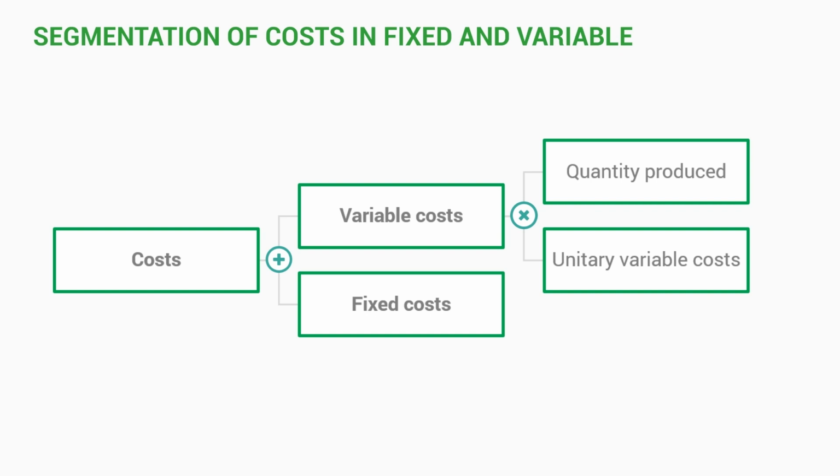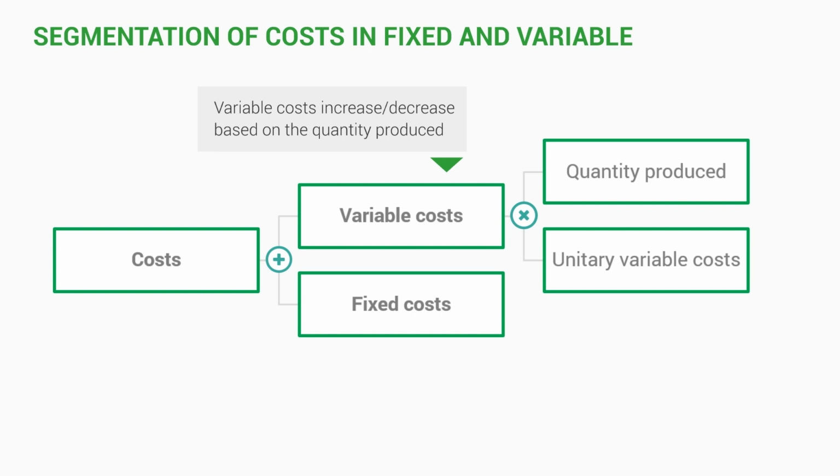As with revenue, our segmentation can be represented with a tree. The first branch of the tree is for variable costs. Variable costs increase or decrease based on the quantity of products produced. They can thus be calculated as the quantity times the unit cost. An example for variable costs are material costs needed to build a product. The more products you build, the more material you need.